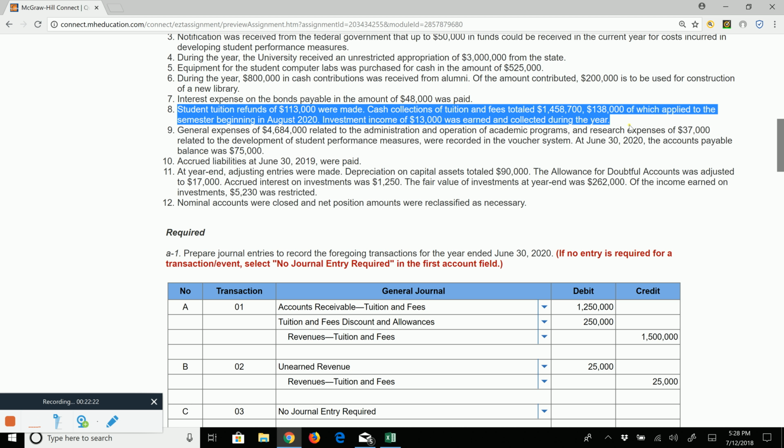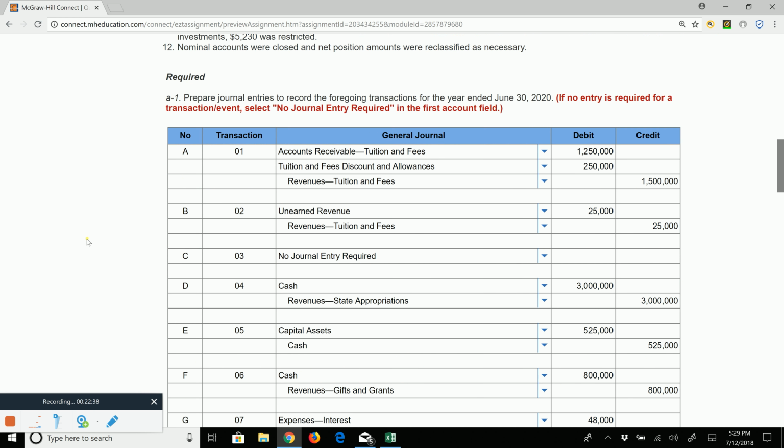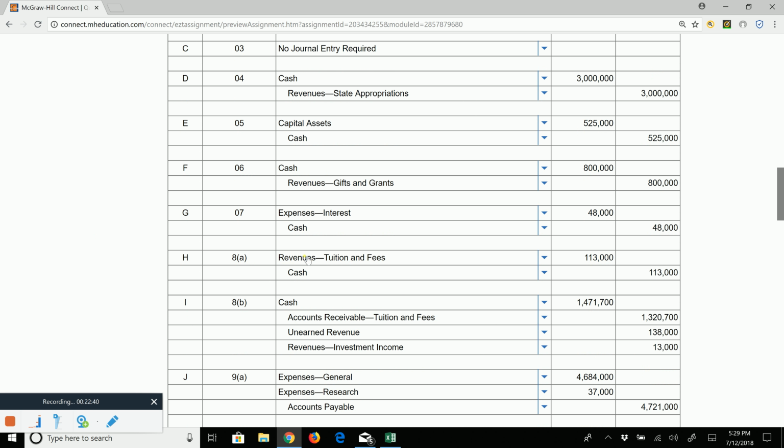So number 8, there's actually a lot of journal entries going on. First, some student tuition refunds were given. So this is when students registered for a class. They paid for a class, but they changed their mind about their registration. So they're simply going to get a refund. That refund is going to be recorded as a direct debit to the revenue account.